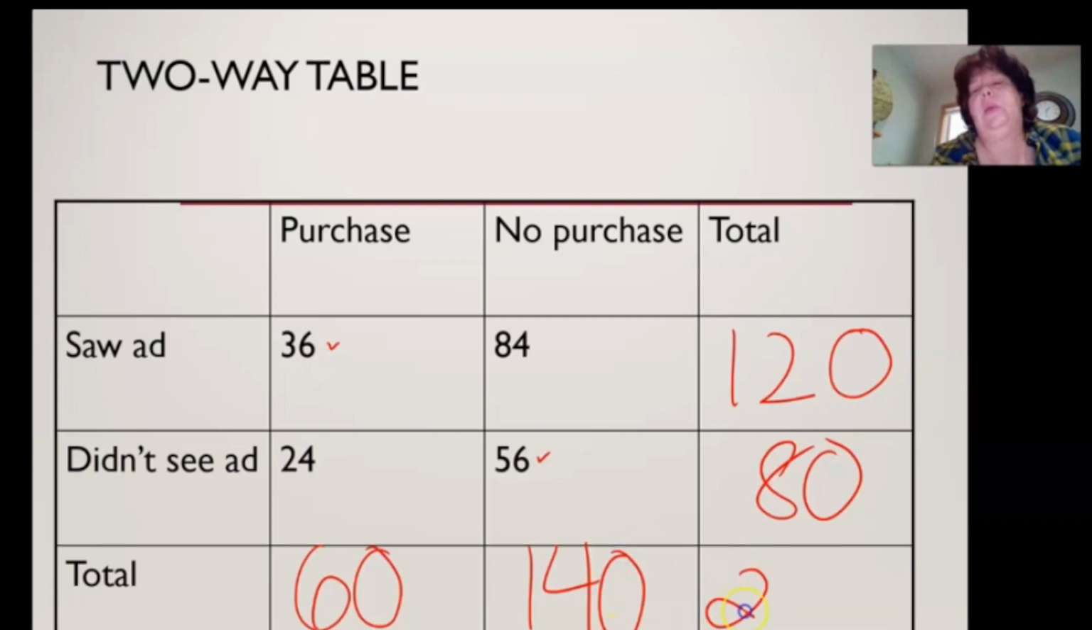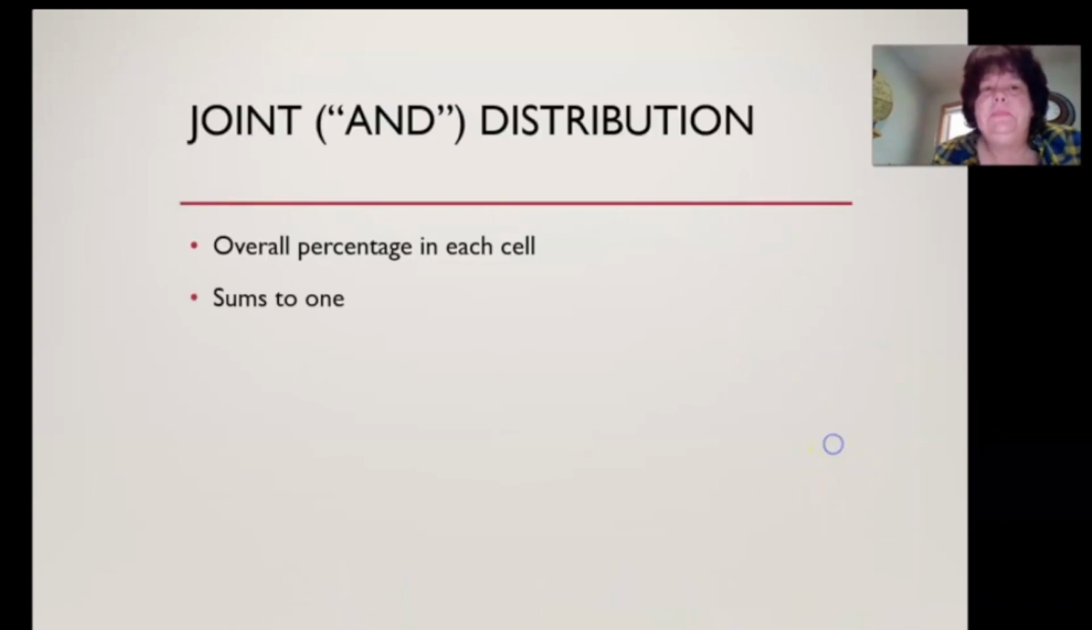And you'll see either way we add it up, we get the 200 people total. And we have different totals for the people who saw the ad and people who didn't see the ad. So in the end, we're going to turn those into percentages and make a fair comparison. We'll talk more about that.